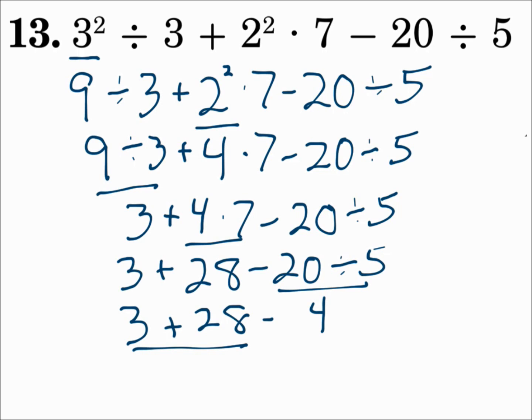And now addition and subtraction left to right. We will add first. That's a 31 for the 3 plus 28. And 31 minus 4 is 27.